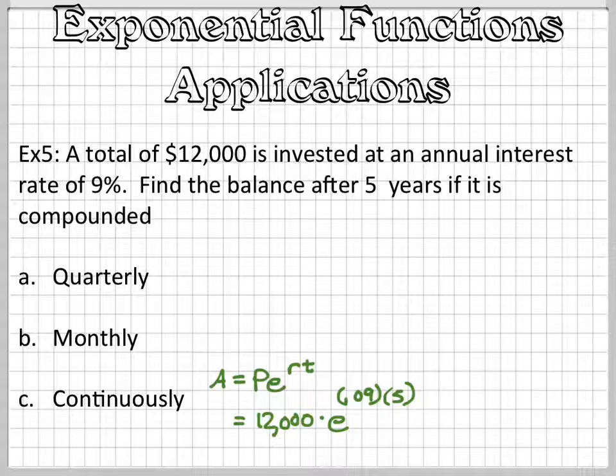And so let's go ahead and do this first if you have to enter in the exponent first. But I don't have to enter the exponent first, so I'm going to do it on my calculator. I go E raised to the 0.09 times 5, close parenthesis, I get 1.568, and I multiply that times 12,000, and the dollar amount I get is $18,819.70.